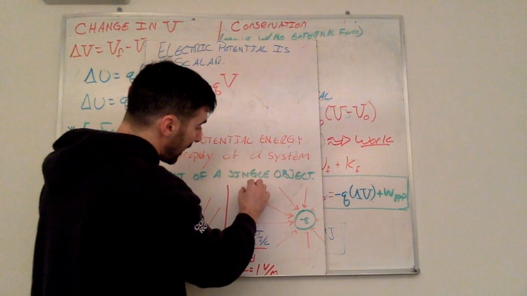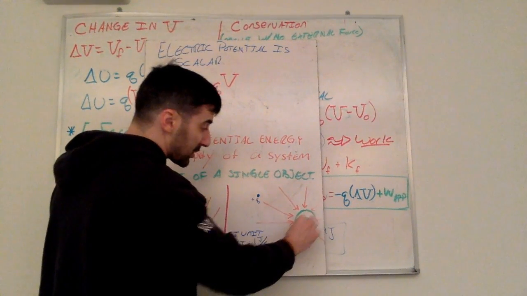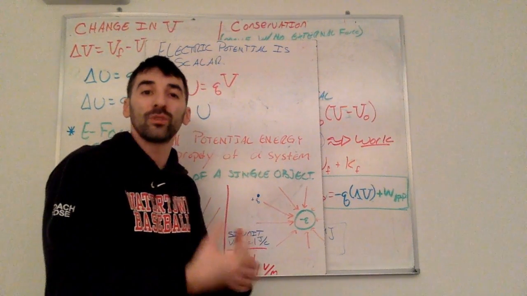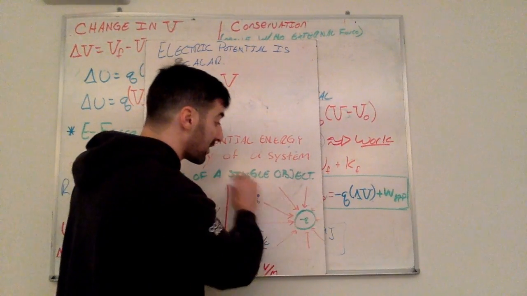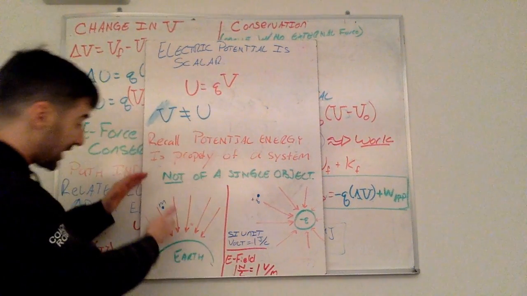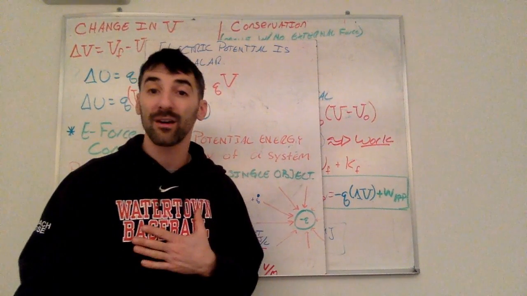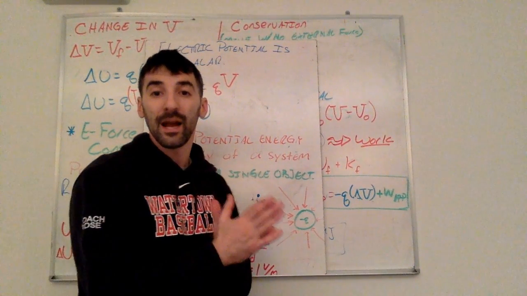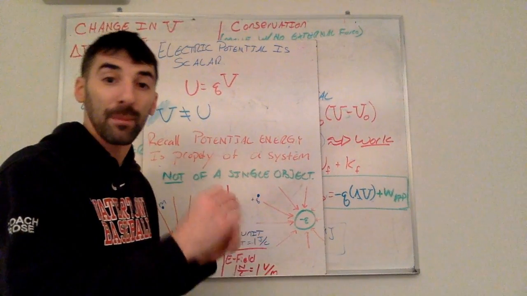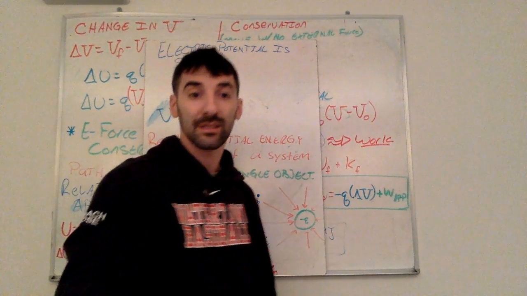If I move an object closer to the charge, that again is going to be doing work by the field. The field is bringing that in, just like the gravitational fields here. That is our definition of electric potential in comparison to electric potential energy. Again, they are very, very related, but they're very different things.